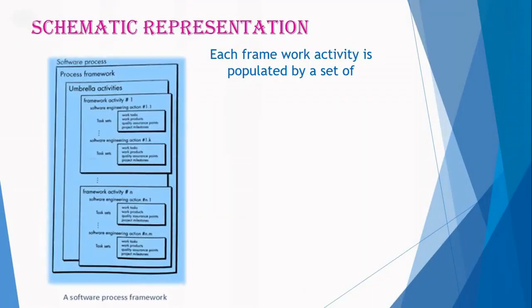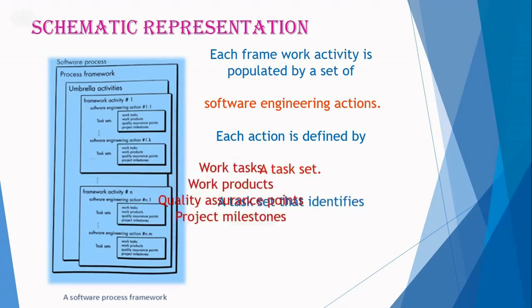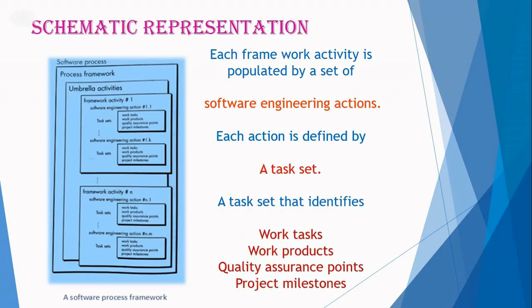A software process is represented schematically as shown in the picture. A software process framework. Each framework activity is populated by a set of software engineering actions. Each action is defined by a task set. Each task set identifies the work tasks that are to be completed, the work products that will be produced, the quality assurance points that will be required, and the milestones that will be used to indicate progress.